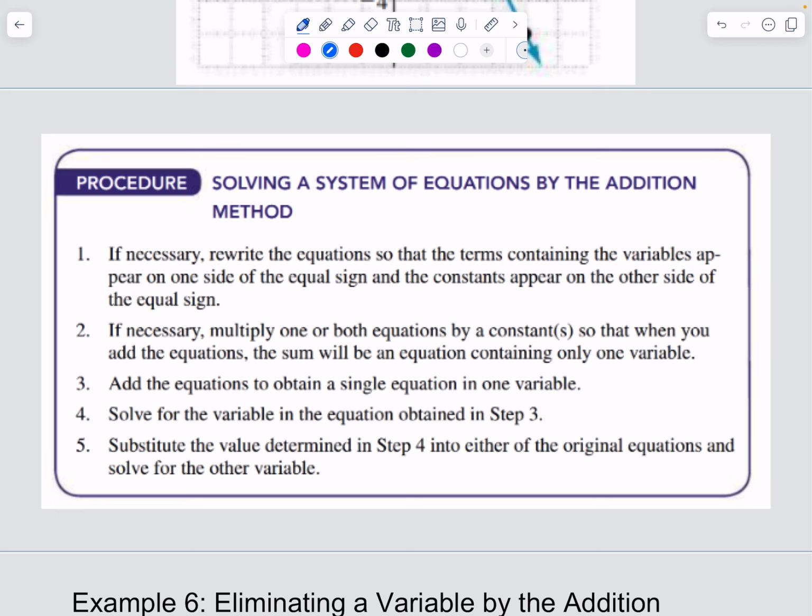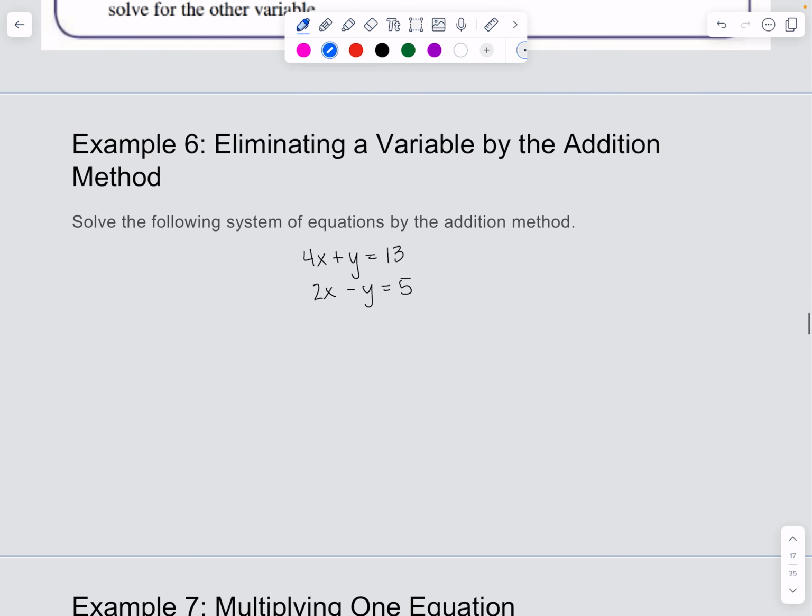Once you eliminate one of the variables, then you have solved for one. Then you go back and plug it back in and find the other. Let me show you what I mean. It's always better when you have a concrete example. So 4x plus y equals 13, 2x minus y equals 5.